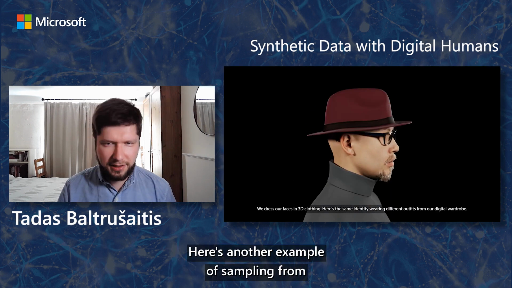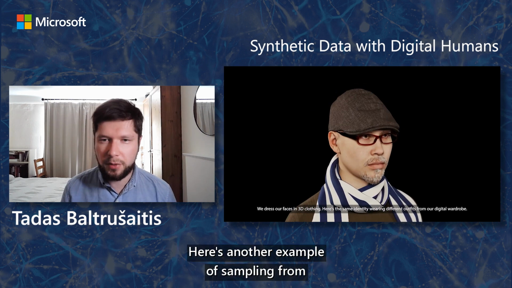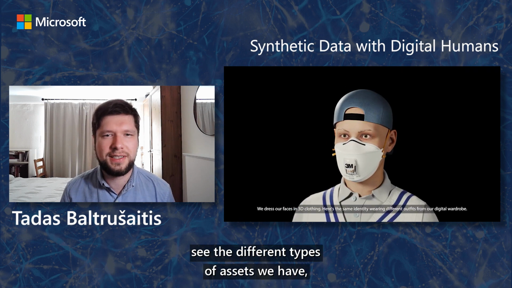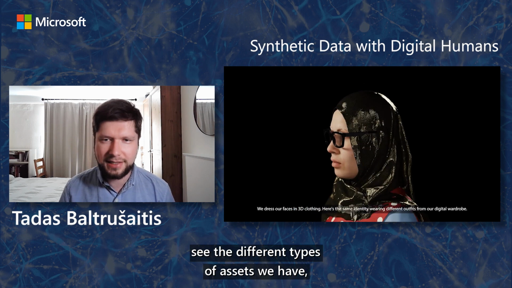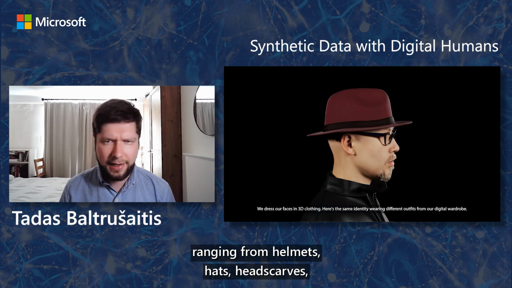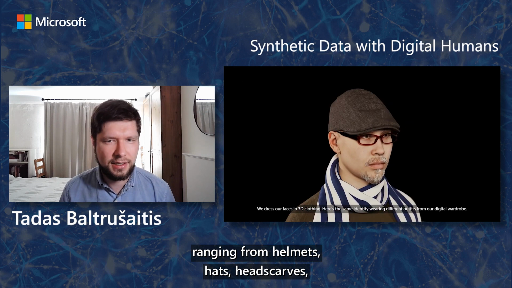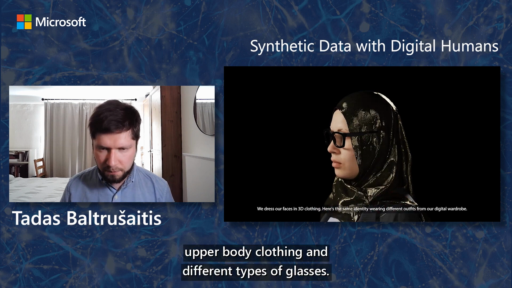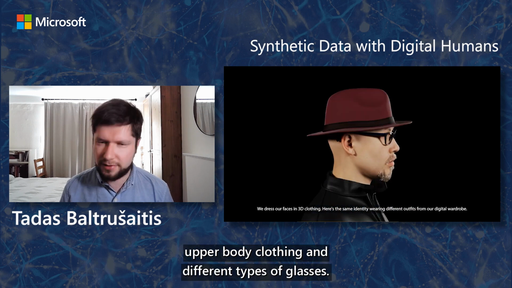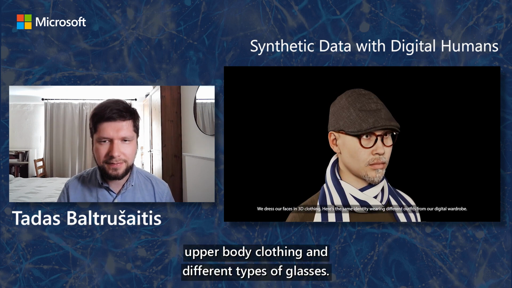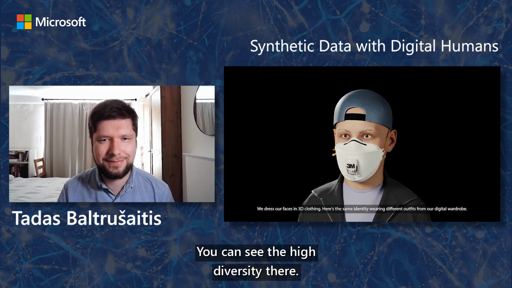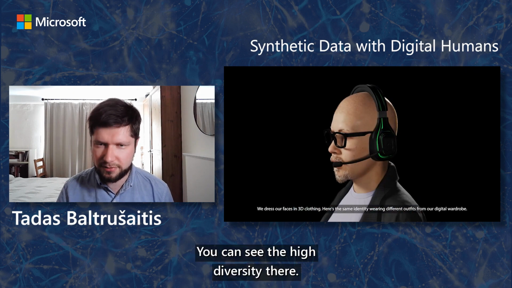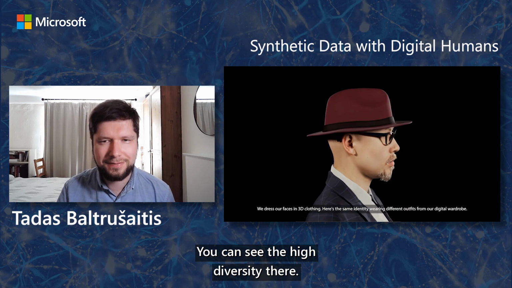So here's another example of sampling from our digital wardrobe. You can see different types of assets we have, ranging from helmets, hats, headscarves, religious headwear, upper body clothing, and different types of glasses. And you can see the high diversity there.